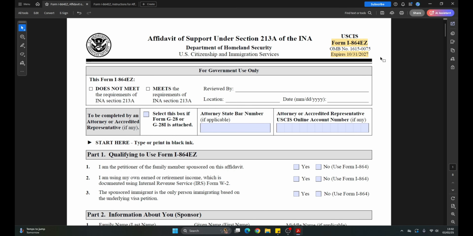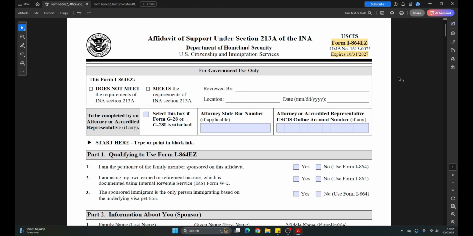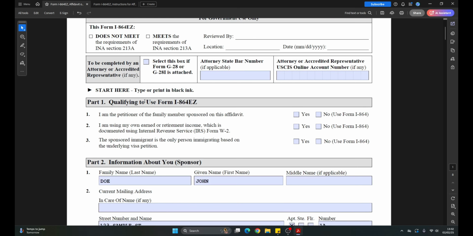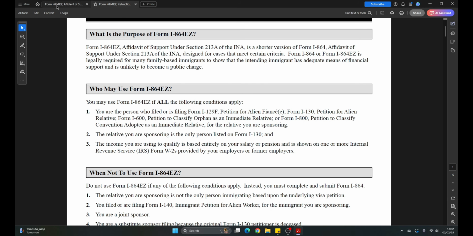We're just going to get started, and I will also be referencing the form instructions to help us in using this form. In order to be eligible to use the easier version of the affidavit of support, you must be able to meet all three of the conditions that are listed in part 1 of the form, and they are also listed in the form instructions.